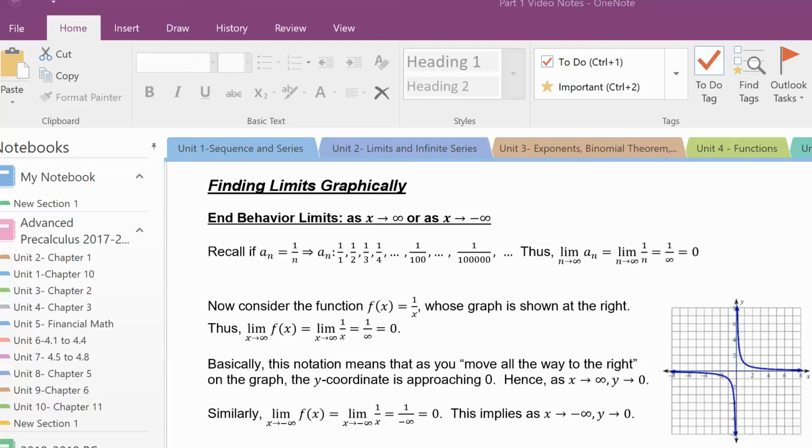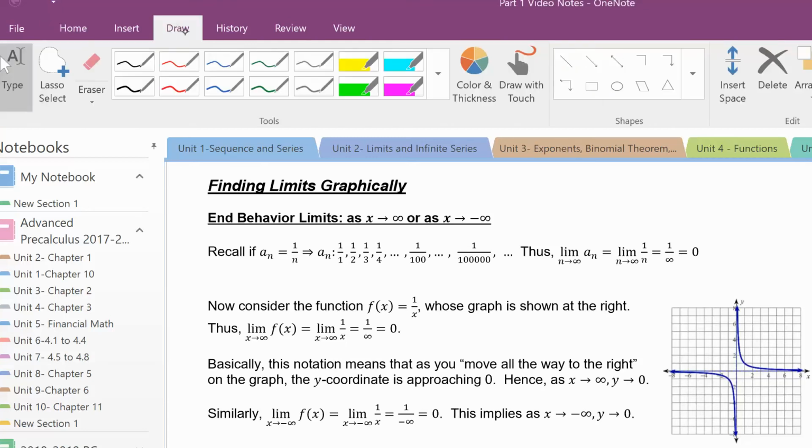Welcome to tonight's video on Unit 6, Part 1, finding the limits of functions. First, we're going to talk about how to find the limits of functions graphically. The first type of limits that we're going to talk about are when x approaches infinity and negative infinity.